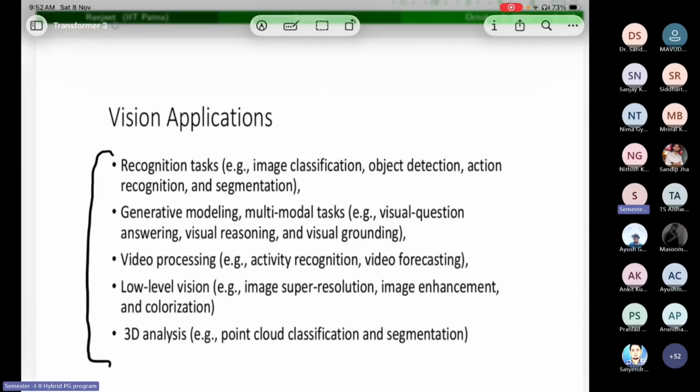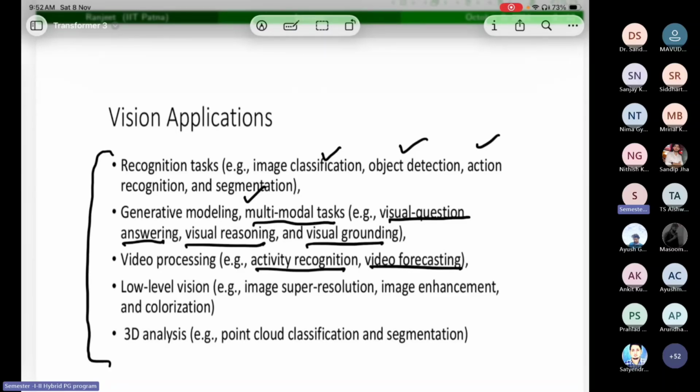You can see recognition tasks like image classification, detection, action recognition, and segmentation, then generative modeling, multimodal tasks like visual question answering, visual reasoning, and grounding, then video processing like activity recognition and video forecasting. Even if you go to low-level vision, we have image super resolution, image enhancement, and colorization. Colorization is also a very interesting problem. You can give a black and white image and it can give you a colorful image.